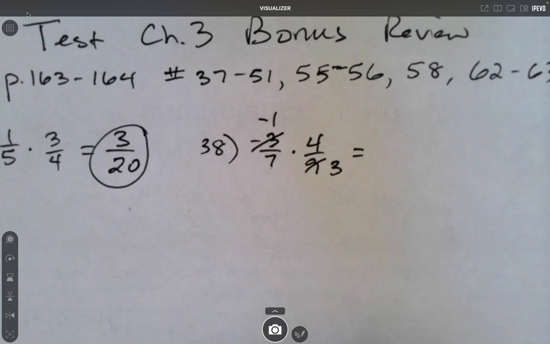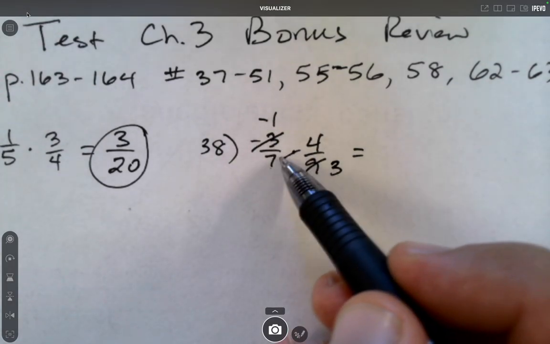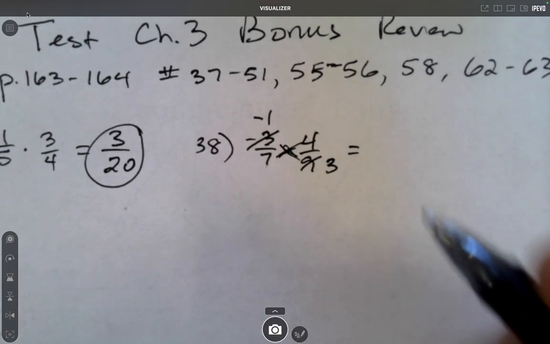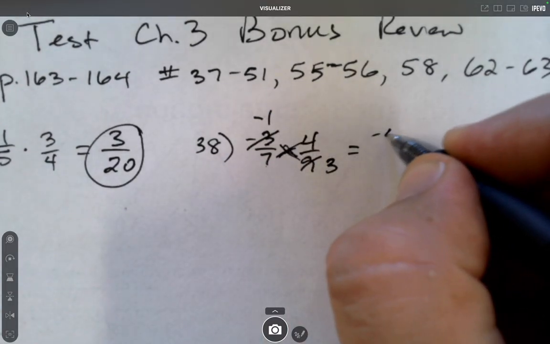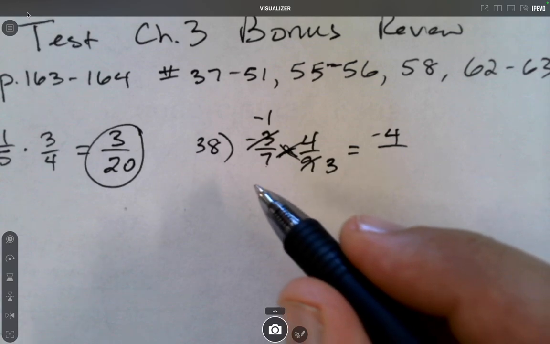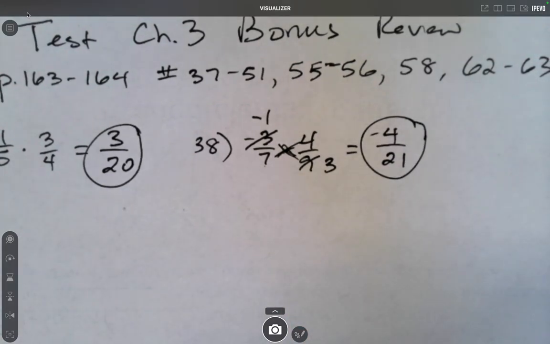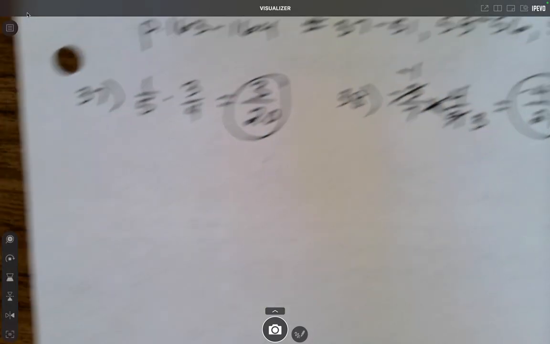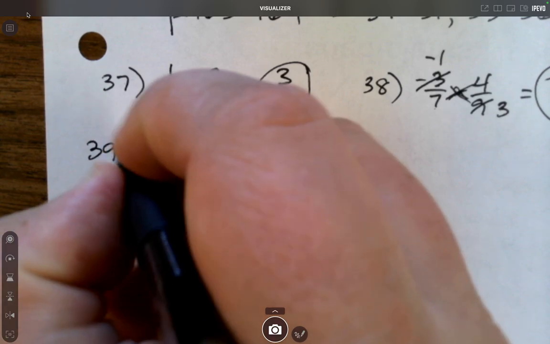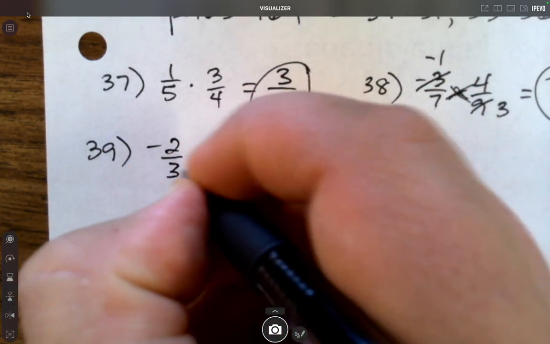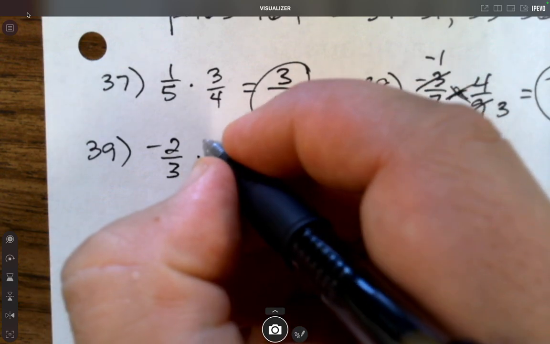So always check the cross products, the diagonals basically, here to here, here to here, just to see if we can cancel anything out. So on top, -1 times 4 is -4. 7 times 3 is 21. -39, -2/3 times -5.